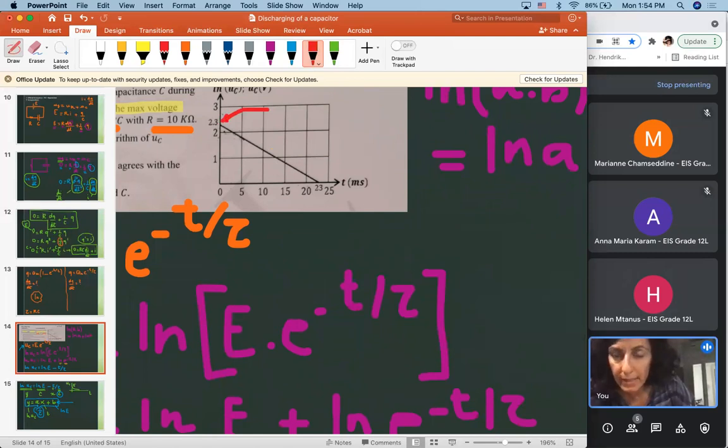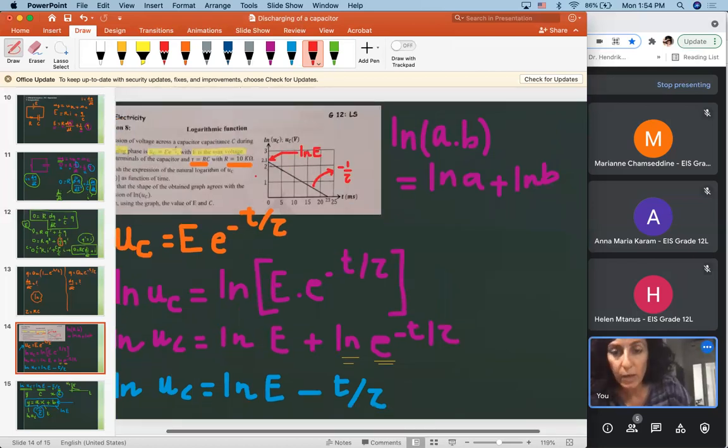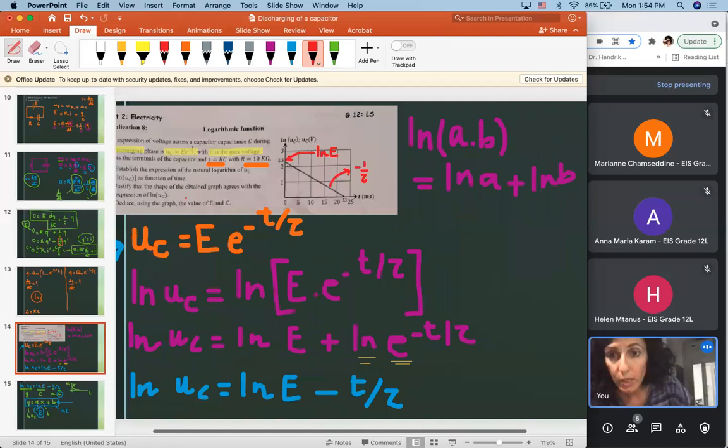This is ln E. Didn't we say ln E is the y-intercept? It says ln E is 2.3 and the slope is -1 over tau. So you find the slope, you deduce tau. They asked me to justify the shape. You say this shape, sorry, this zoom-in does that. You say this shape is a straight line.